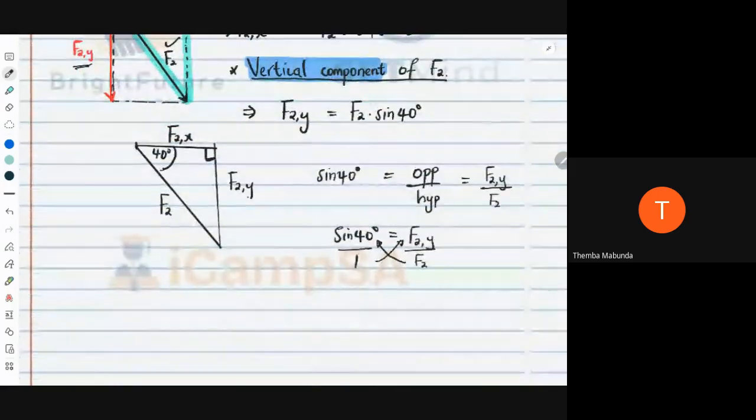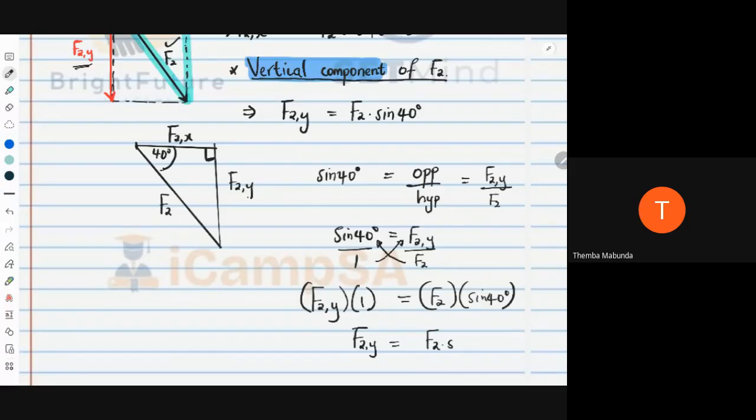to find F2Y. So for those that want it step by step, F2Y times 1 is equal to F2 times sine 40. When you cross multiply, you'll get something like this. Obviously, any number multiplied by 1 is automatically just that number. It remains unchanged, okay? So F2Y will just come back to being F2Y, and then you'll have F2 times sine 40 degrees. So that's how we found this guy.